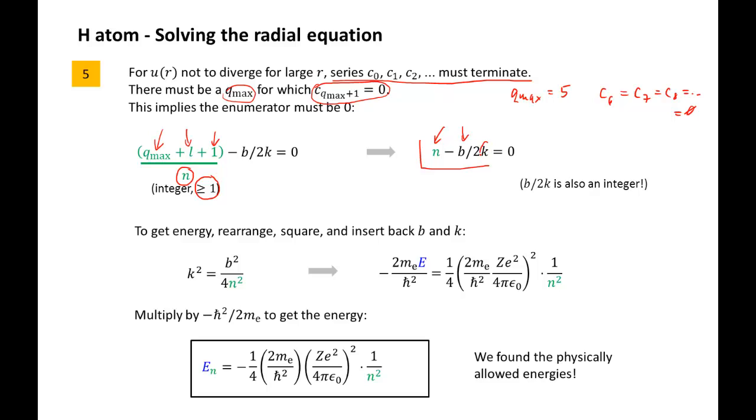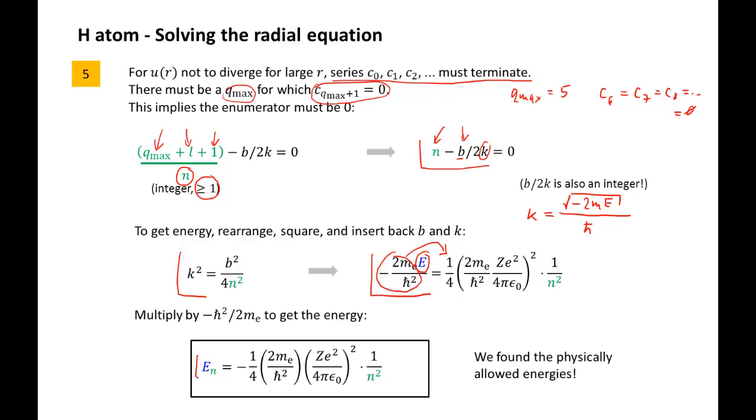Now we can insert k and b and see what we get. First, let's rearrange it and write k squared equals b squared over 4n squared. Inserting the expression for k, and remember k was equal to the square root of minus 2mE over h bar, we obtain this expression here. And now we have an explicit expression for the energy. Rearranging it, basically moving this stuff in front of the energy over to the other side, we get the final expression for the energy.